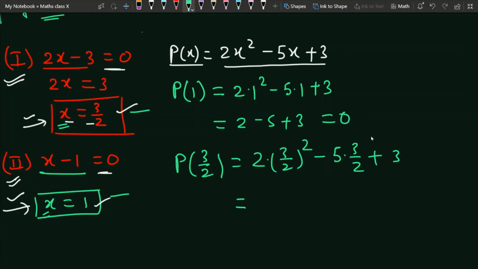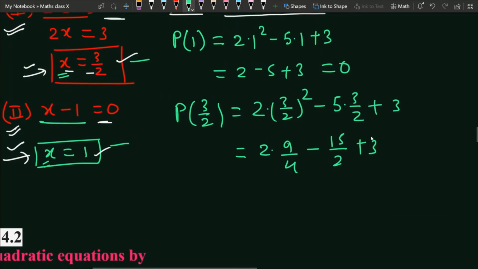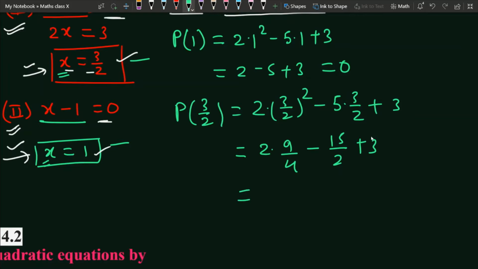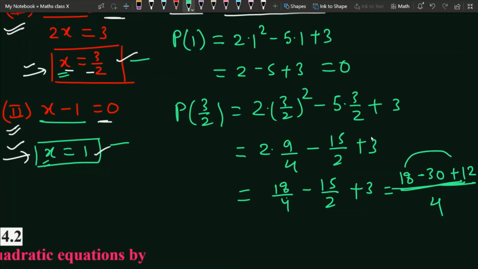Let's see. So it becomes 2 into 3 threes are 9 by 4 minus 5 threes are 15 by 2 plus 3. This is nothing but 18 by 4 minus 15 by 2 plus 3. By taking the LCM of 4 and 2, we get 4. 18 here, minus 15 twos are 30, plus 3 fours are 12. You see, 18 plus 12 is 30, minus 30 is 0. So this is nothing but 0. We are getting 0 here also.